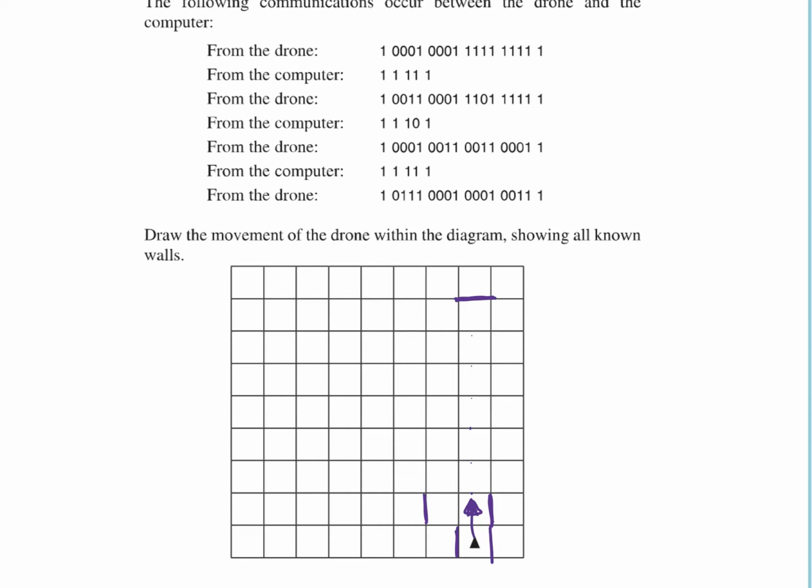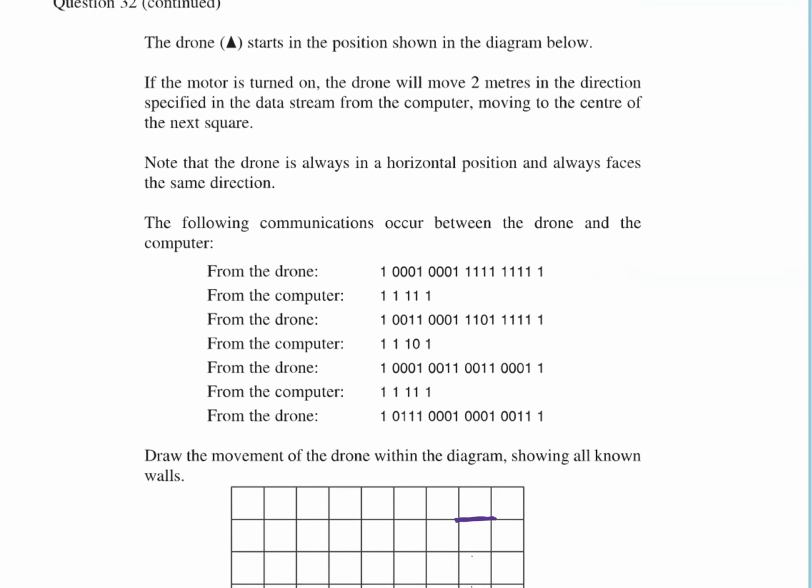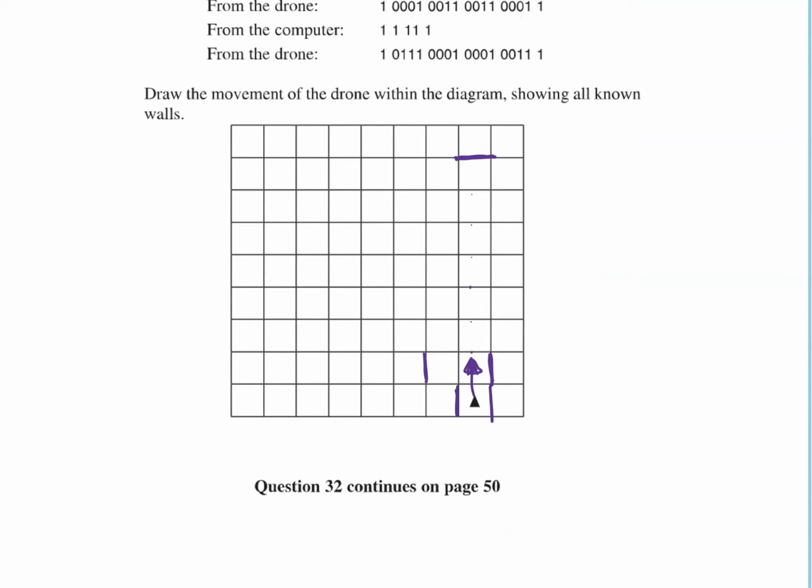And then we're back to the computer. So computer says turn motor on, and then go 1, 0, which is left. So it's going to travel left 2 meters and be here. Okay.